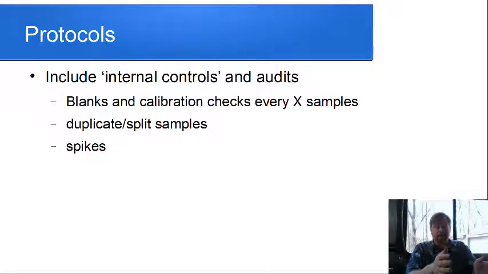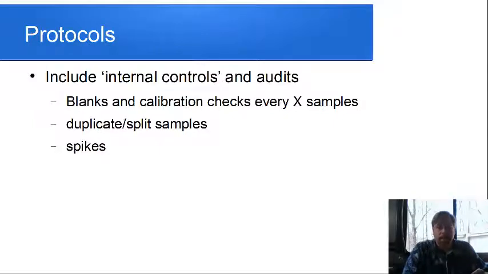If samples 1 through 8 have good blank and calibration checks on either side, that data is good. You can move on and use it. If then 9 through 16 you've got a bad calibration check at the other end of that, that's 8 samples you throw out, but it's not all 16. It's just that 8.